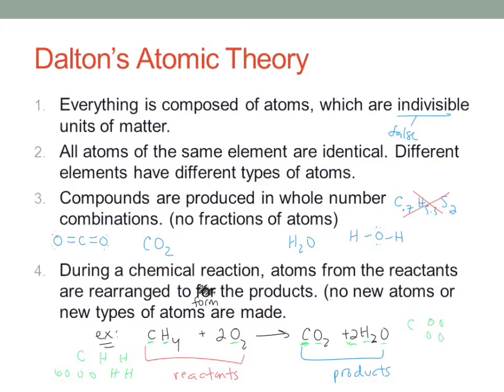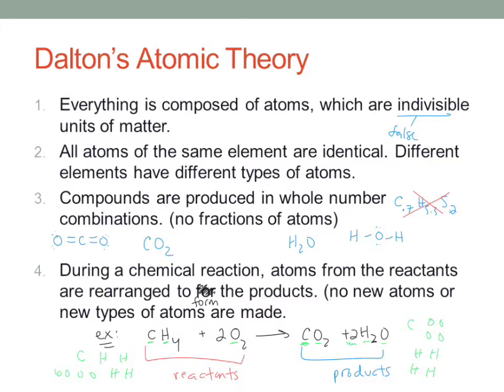So I have two more oxygens, and I have four hydrogens, right? From each of the two waters. And if you look on both sides, I have one carbon on each side. I have four oxygens on each side, and I have four hydrogens on each side. So I have no new atoms, right? I didn't just pop out of nowhere, suddenly I have more oxygens or carbon disappeared or anything like that, right?